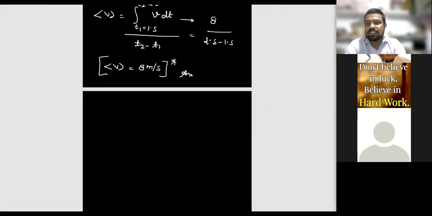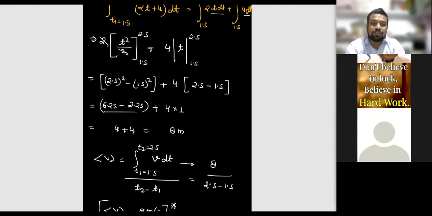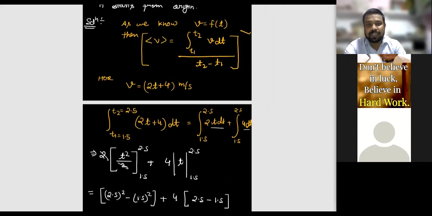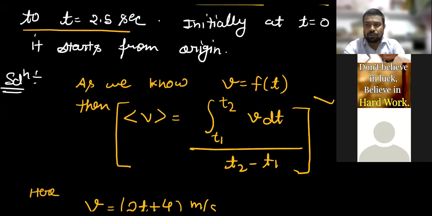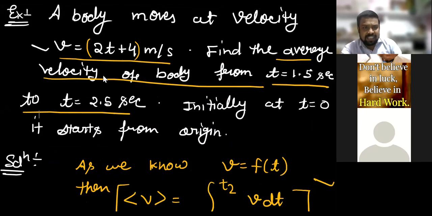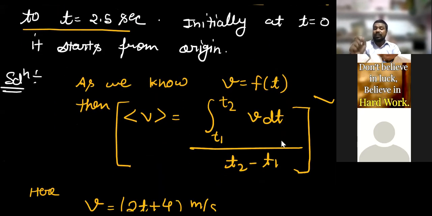Be careful. This is very, very important. Please see the complete solution, and these steps are very important. First of all, I want to re-explain. In this question, the velocity or speed is given as a function of time. This is 2t plus 4. So remember, if the velocity is a function of time, then for average velocity and average speed, we use the integration from t1 to t2 of v dt divided by t2 minus t1. Clear, my dear friends?